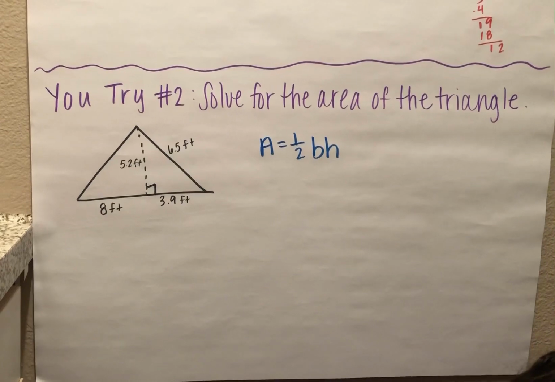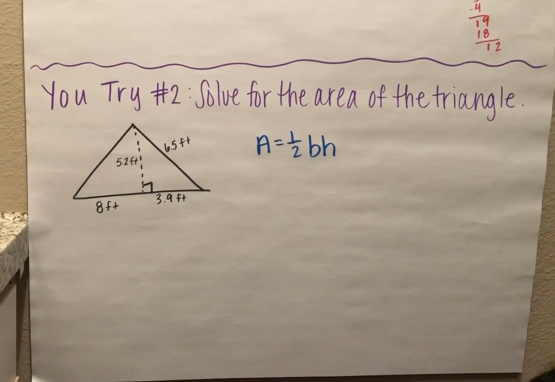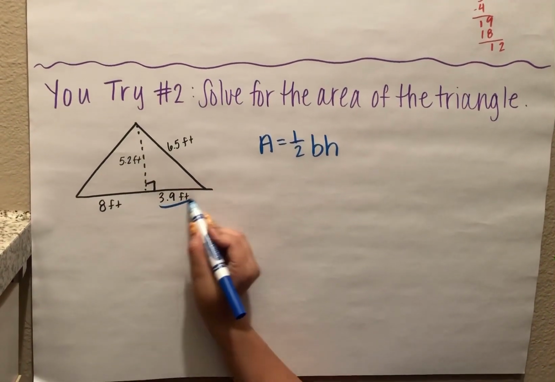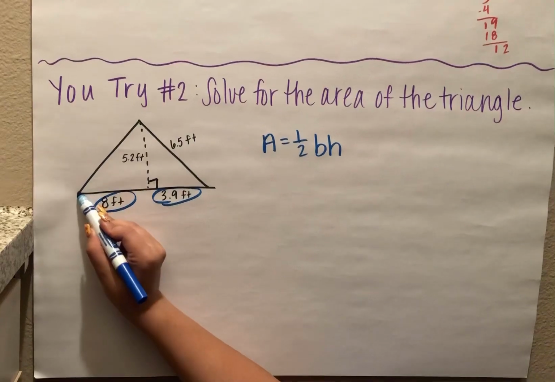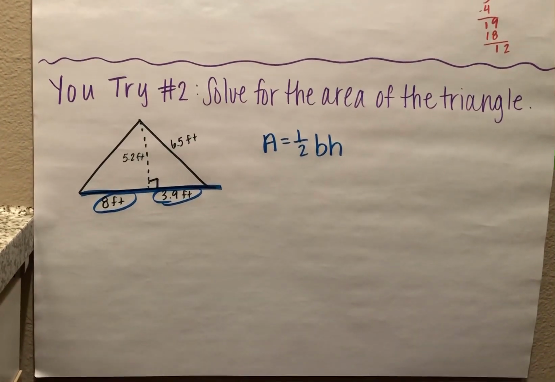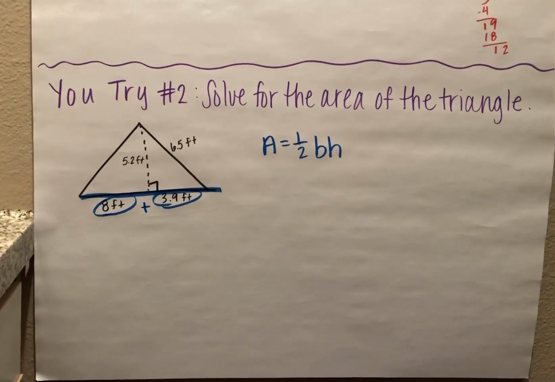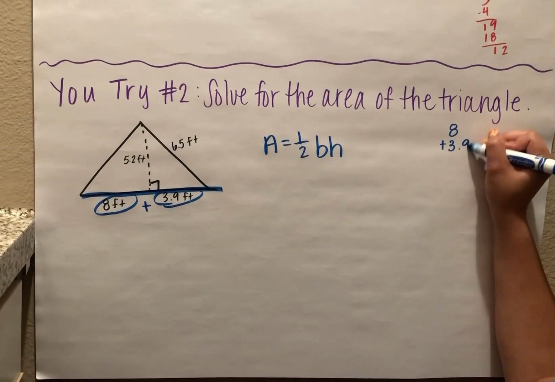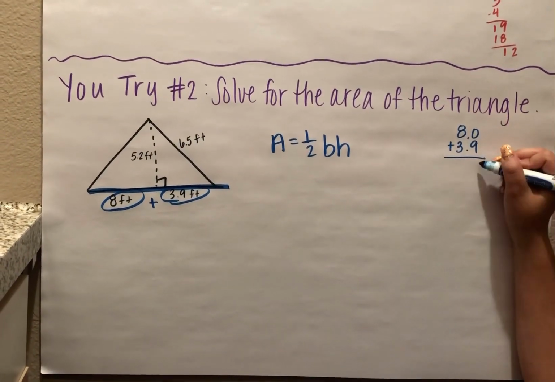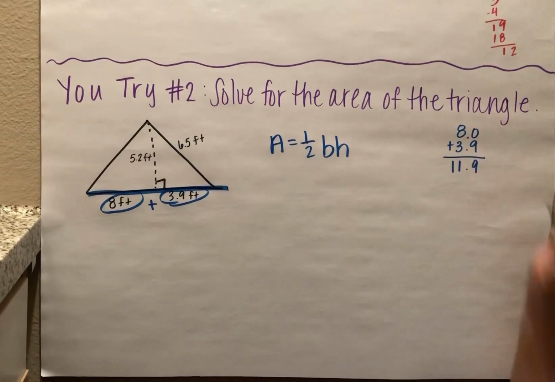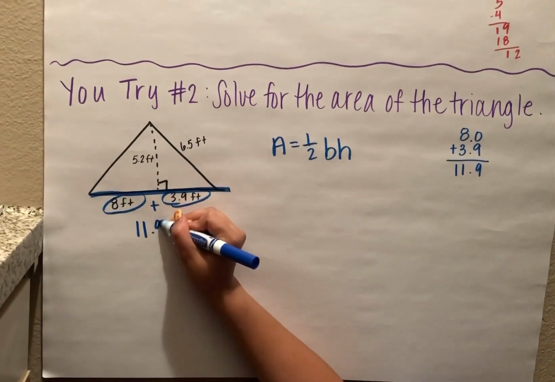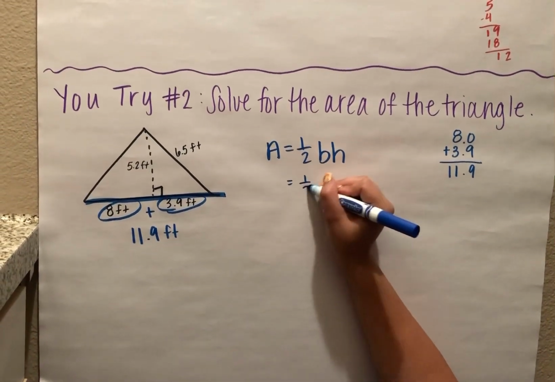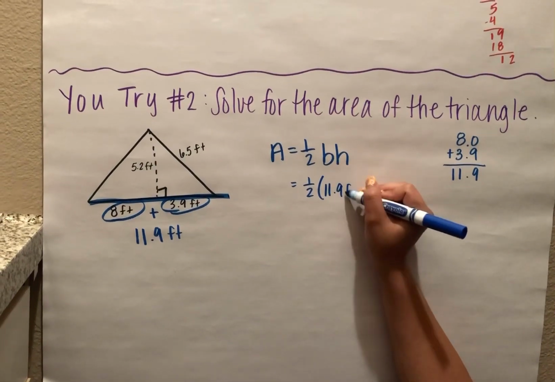Next, I need to ask myself, what are the correct measurements needed? I first need to identify the base and height. I see that I have 2 measurements making up the entire base. Here's my entire base. So I'm going to go ahead and add both of those together. So 8 plus 3.9, line up your decimals, is 11.9. So my new base is 11.9 feet, and I'm going to replace my B with 11.9 feet.